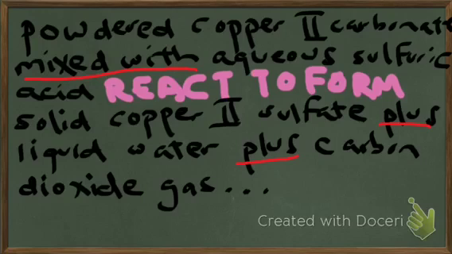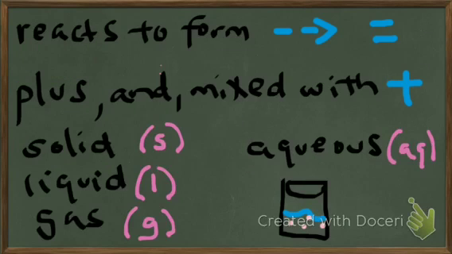Powdered copper 2 carbonate mixed with aqueous sulfuric acid react to form solid copper 2 sulfate plus liquid water plus carbon dioxide gas. To write this in the form of a chemical equation, write the symbols for the elements and then look for keywords. Reacts to form stands for an arrow, or the equal sign. The words plus and mixed with stand for the plus sign. And then the letters S stand for solid, L for liquid, G for gas, and aqueous stands for a compound that is in a solution.